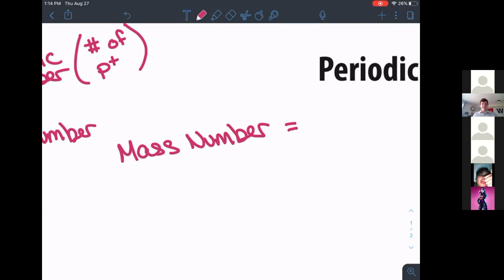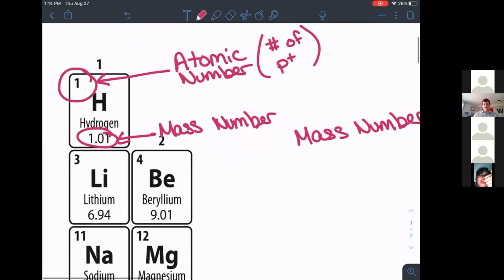Can somebody tell me one of them? The neutrons and protons. Perfect. So I'm going to put protons plus neutrons will give us that mass number. So if we know the number of protons, and what's the number of protons again? For hydrogen specifically? 1. Perfect. We know the number of protons is 1, and our mass number is 1.01.